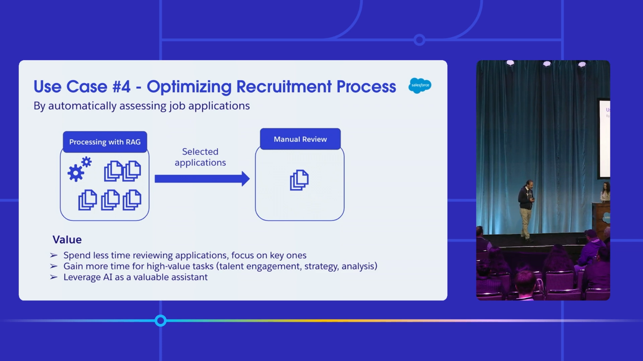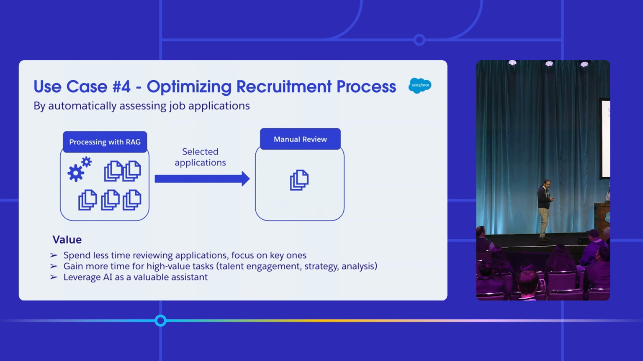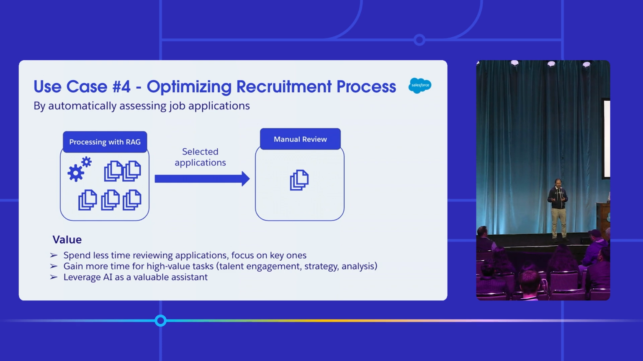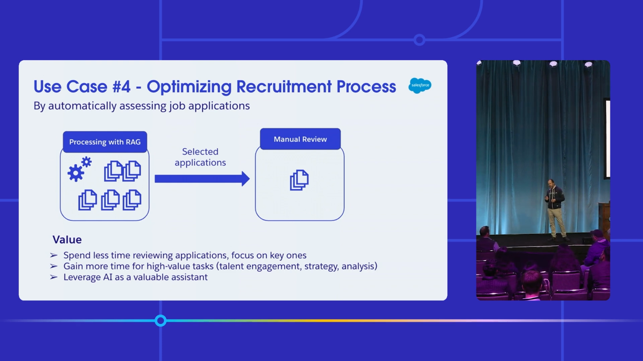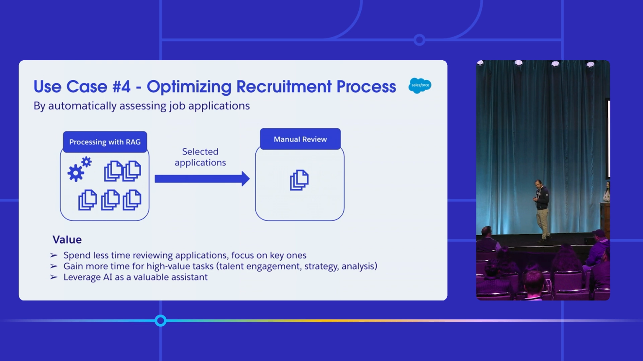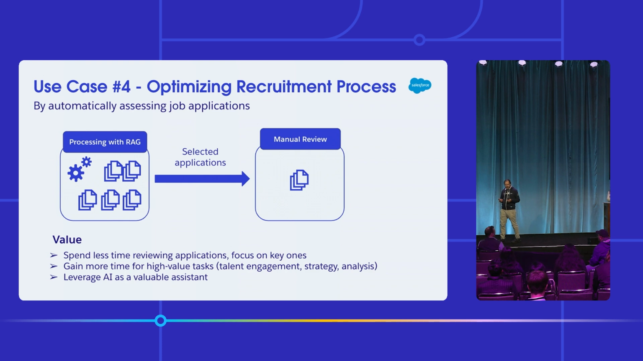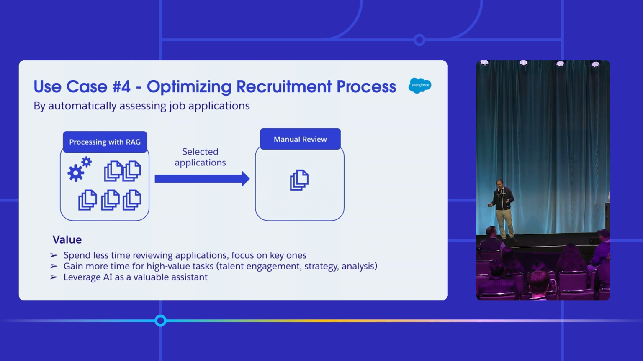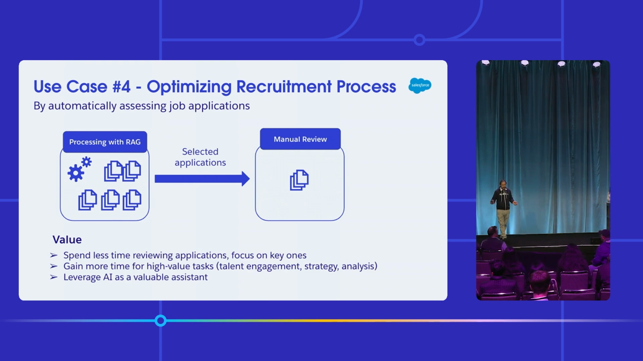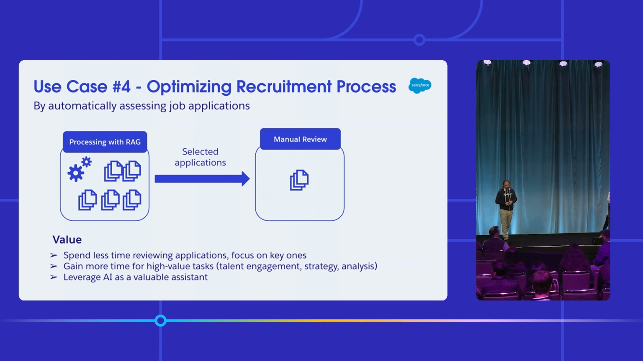This way, the recruiter can spend more time on talent engagement, strategy analysis, and more valuable tasks. This is really an interesting use case when we speak about AI as an assistant, because AI is not replacing the recruiter, it's really assisting the recruiter. Let me clean this up for you, just focus on the most meaningful.